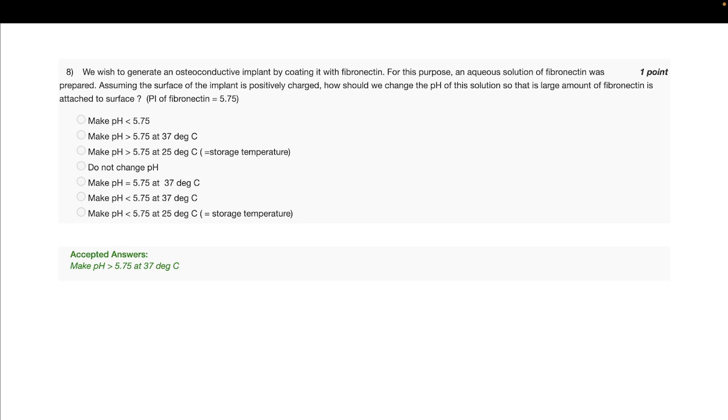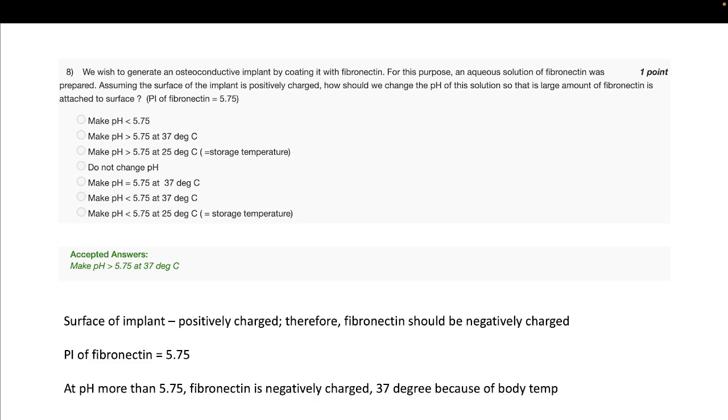Now let's look at the pH thing. So since the surface is positively charged, for more fibronectin to be attached, definitely fibronectin has to be negatively charged, so that electrostatic interaction happens there. And since the pI, that is the isoelectric point of fibronectin, is 5.75, if your pH is more than your pI, then fibronectin will be negatively charged. So that's why if you have pH higher than 5.75, that's when the fibronectin will be negatively charged.